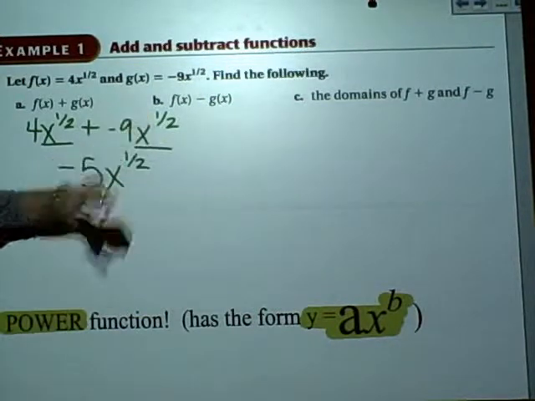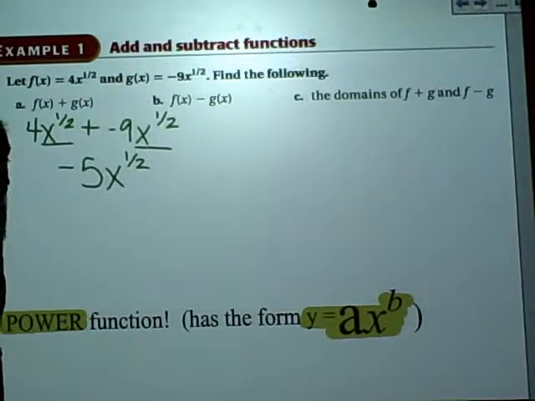You guys give b a try. Subtract f of x minus g of x. And then think about that domain. What can x be in a and b?